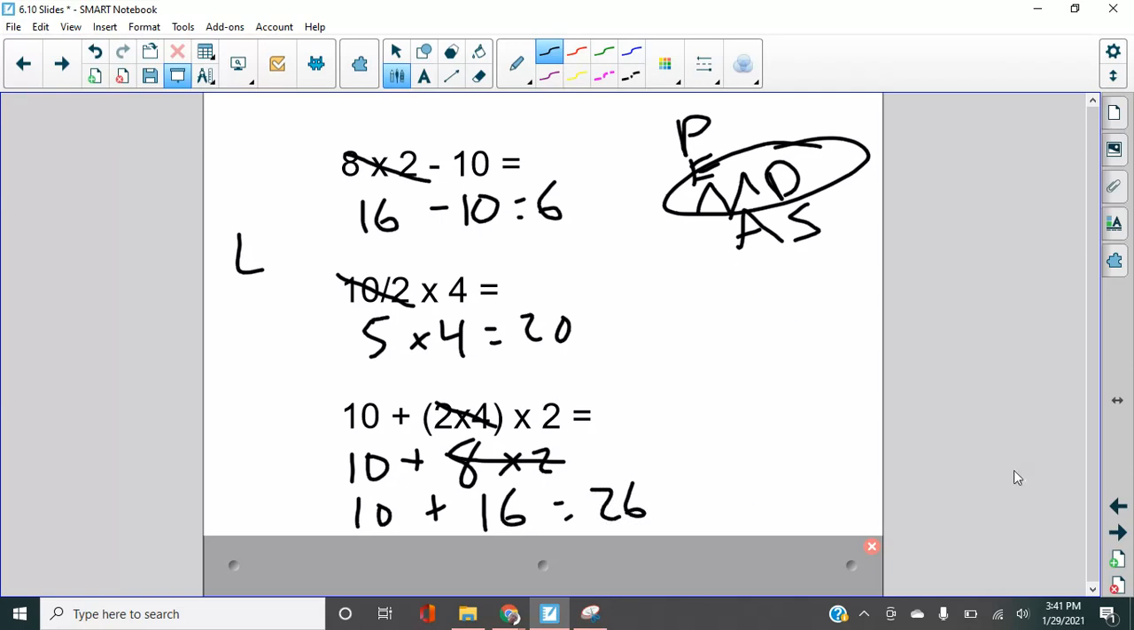Okay, so remember my Aunt Sally. Please excuse my dear Aunt Sally. Parentheses first, then exponent. Multiplying and dividing together, and then adding and subtracting at the end.